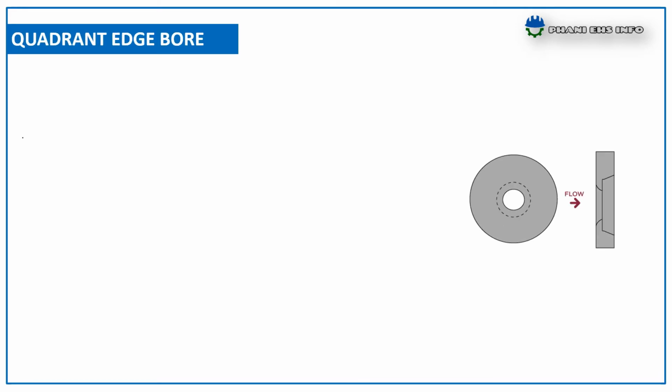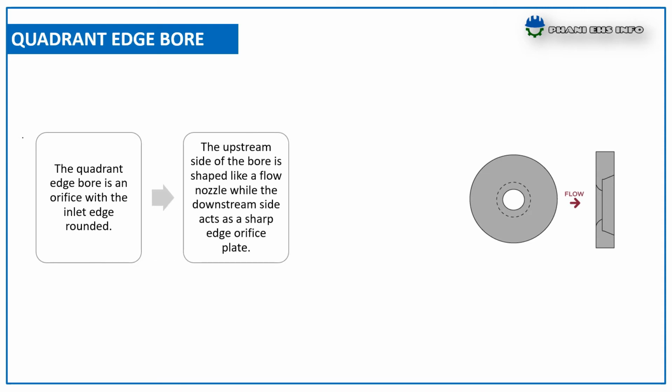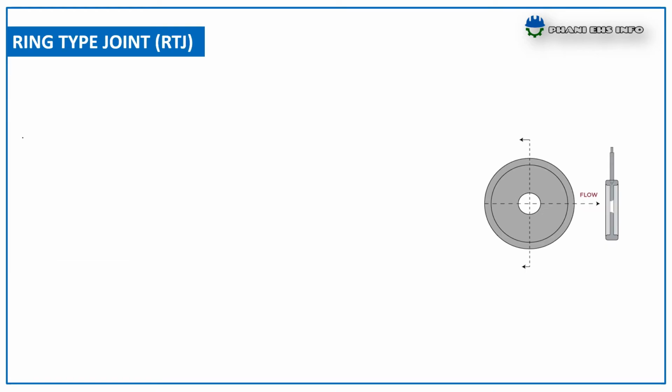Quadrant edge bore. The quadrant edge bore is an orifice with the inlet edge rounded. The upstream side of the bore is shaped like a flow nozzle, while the downstream side acts as a sharp edge orifice plate. This design is recommended to measure the flow of high viscosity fluid such as heavy crudes, syrups, and slurries.